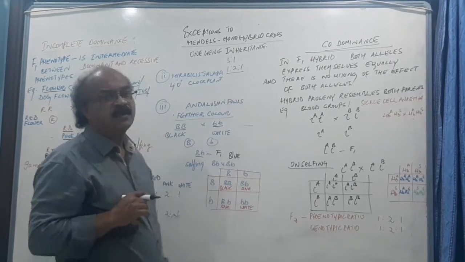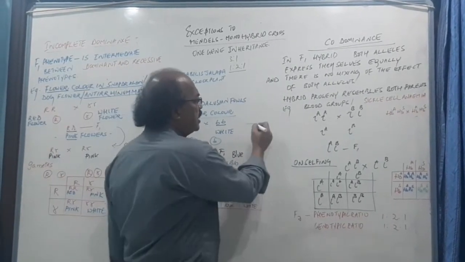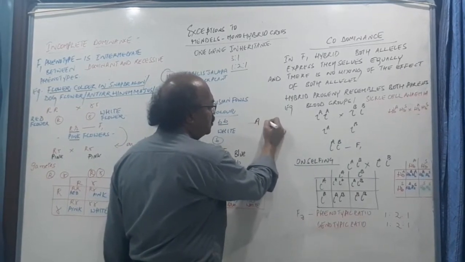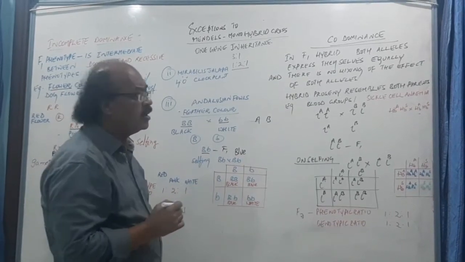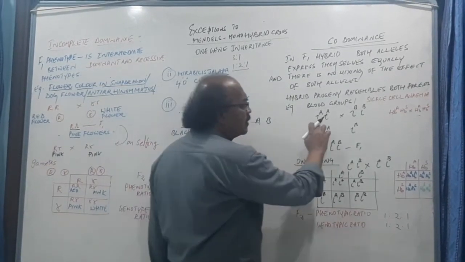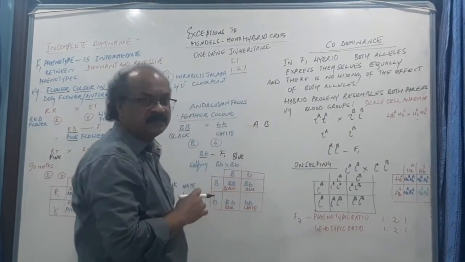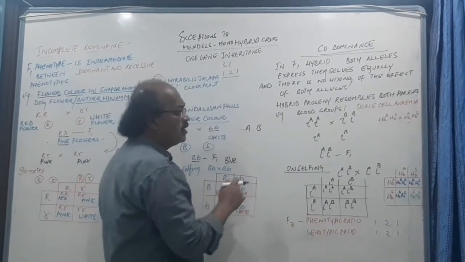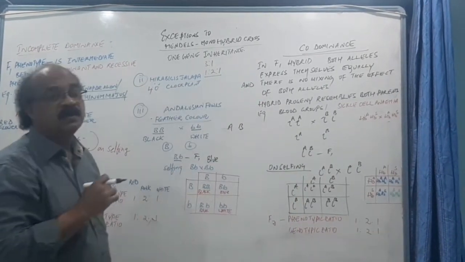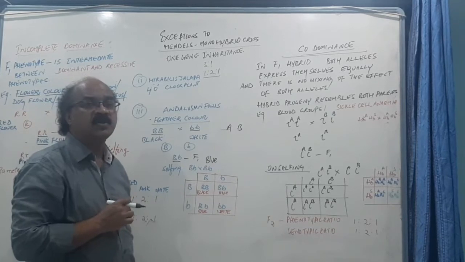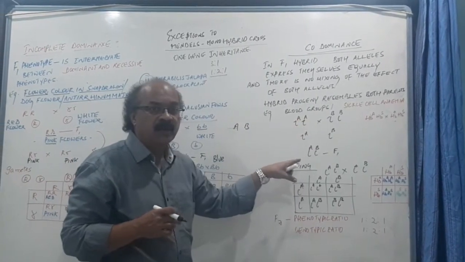The best example, blood groups. In the case of blood groups, if you take A blood group and B blood group persons, when the mating happens, you get in the F1, AB blood group. The F1 hybrid shows AB blood group. It is not A, it is not B, now you got AB.